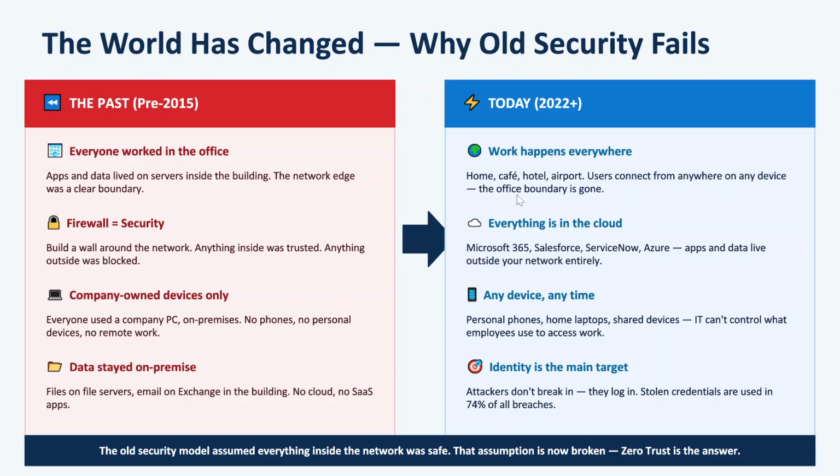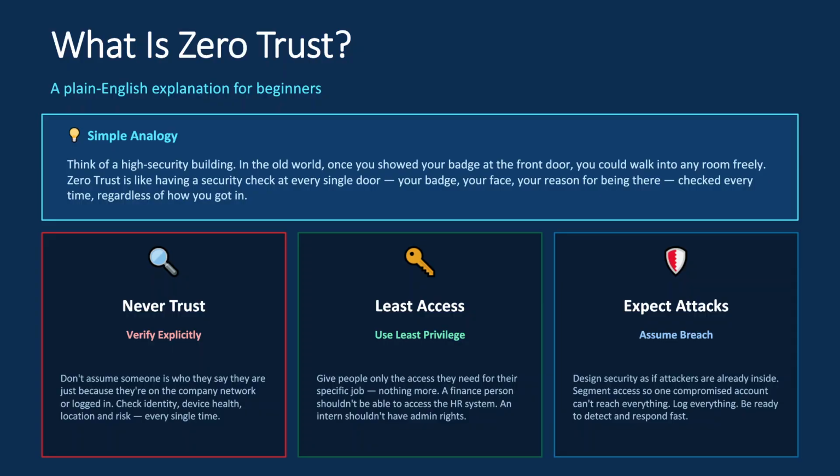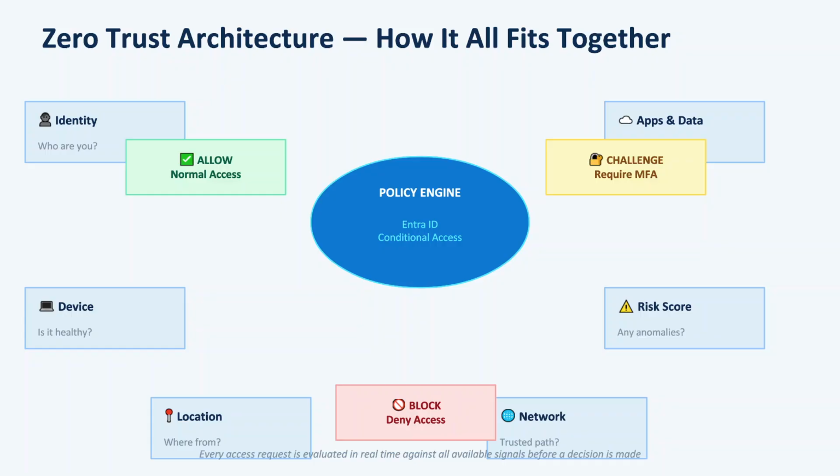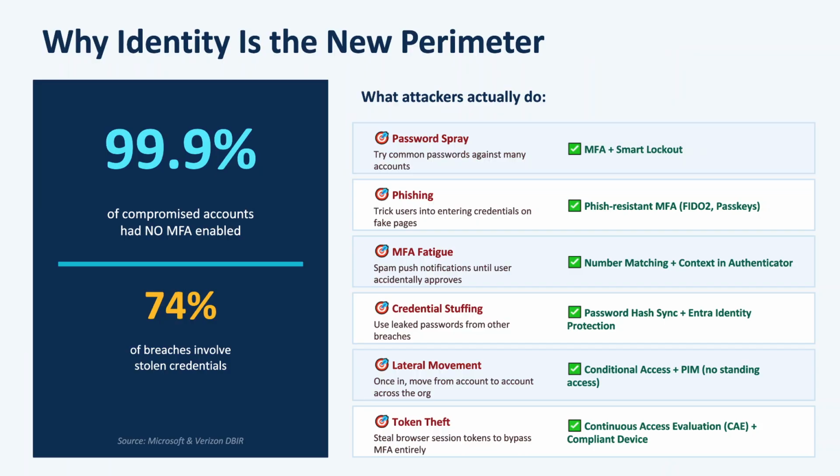You can go back to my last video and check in detail how the world has changed, why the old security was failing, and what zero trust and zero trust architecture are. I explained all these things in the previous video, so you can check it and get more detail. If you have any questions, you can comment on this video. I'll try to answer it.